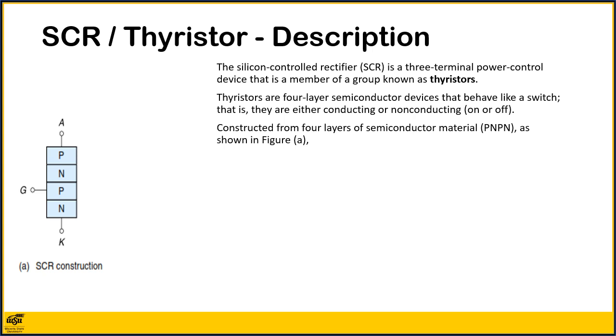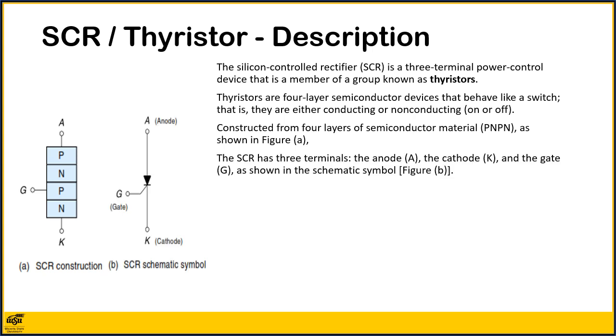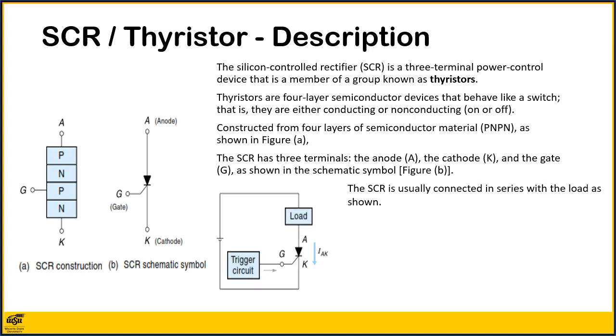Constructed from 4 layers of semiconductor material, PNPN, as shown in figure A, the SCR has 3 terminals: the anode A, the cathode K, and the gate G, as shown in the schematic, figure B. The SCR is usually connected in series with the load as shown. Notice, the circuit is similar to the transistor or FET power driving circuit.